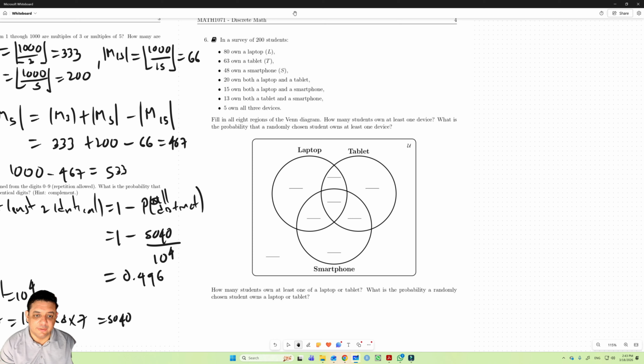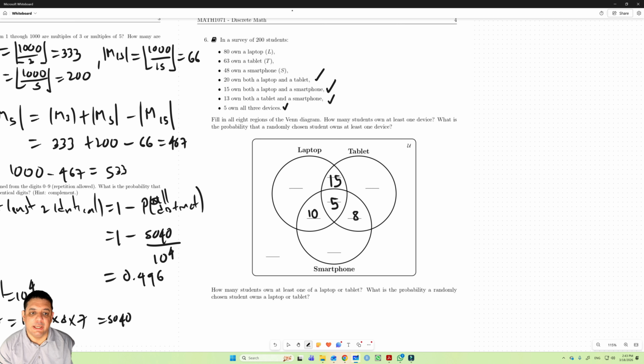So we're going to start with 5 that own all 3 devices. So we have 5 here. Now we have 13 that own a tablet and a smartphone. So tablet and smartphone are 13, but we already have 5 here, so we're going to go with 8 here. Now we have 15 with both a laptop and a smartphone. We have 5, so we're going to get 10 here. Now 20 with both a laptop and tablet, so we need 15 here.